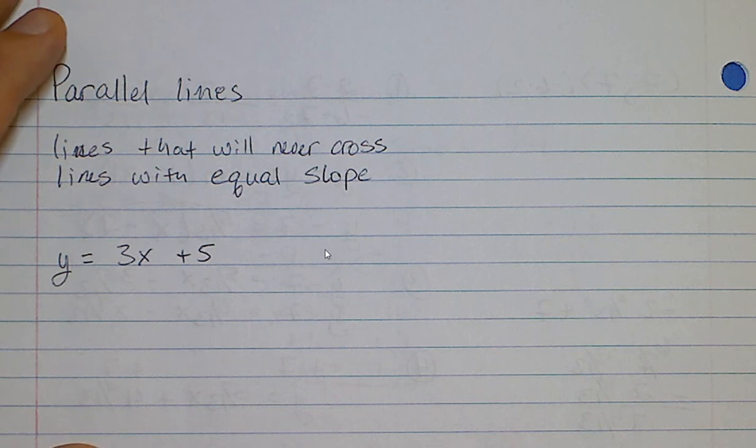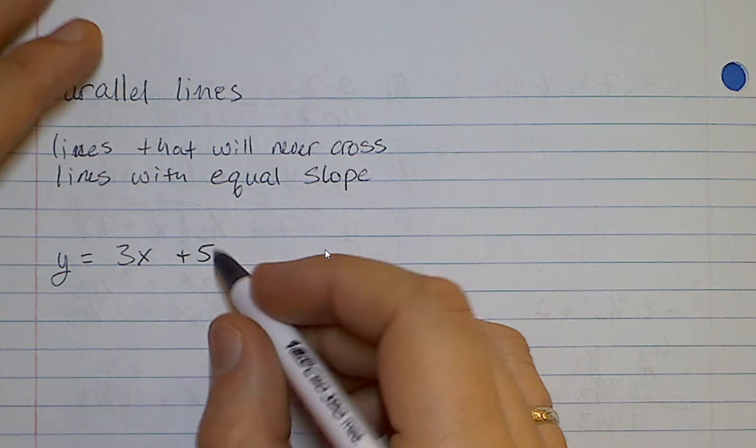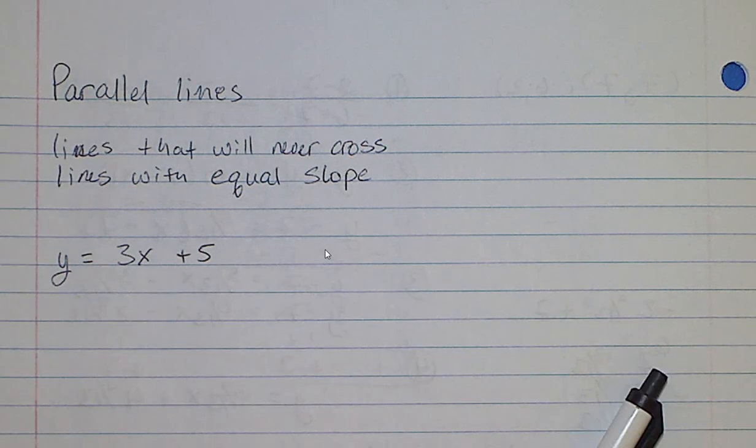If I'm asking you to find the equation of a line that is parallel to this, the only thing you know so far is that it's going to have the same slope.